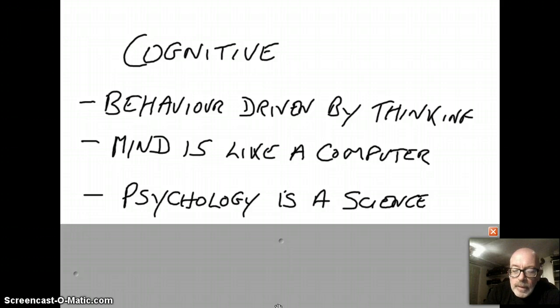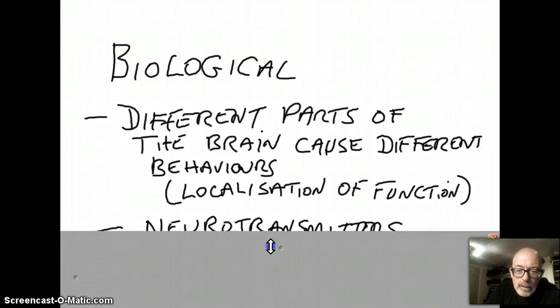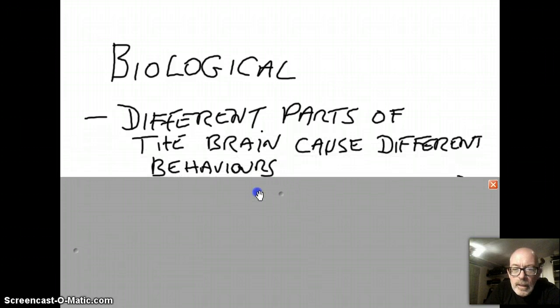Okay, so biological approach, and for this one, let's focus on one thing at a time. So first of all, the first assumption of the biological approach is that behavior comes from inside, comes from the body, and that different parts of the brain cause different behaviors. So the front part of the brain, for example, is responsible for fine motor movements.